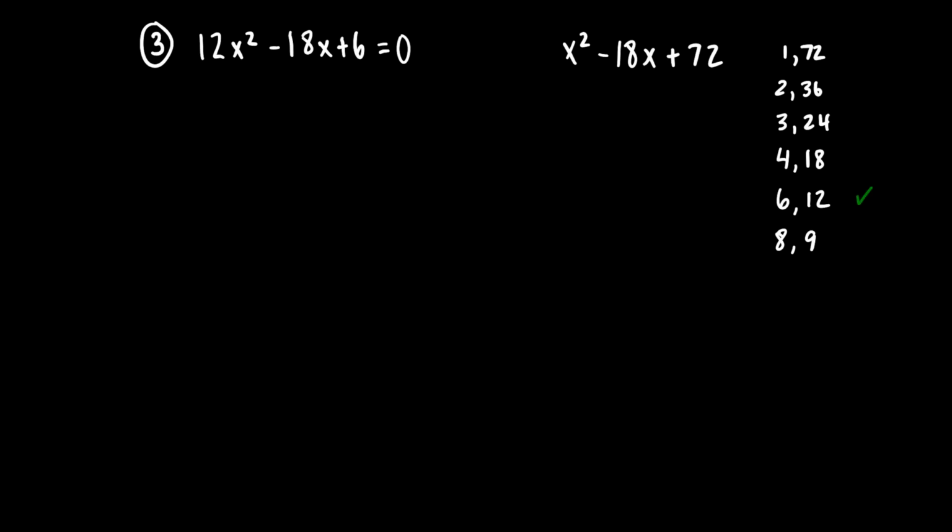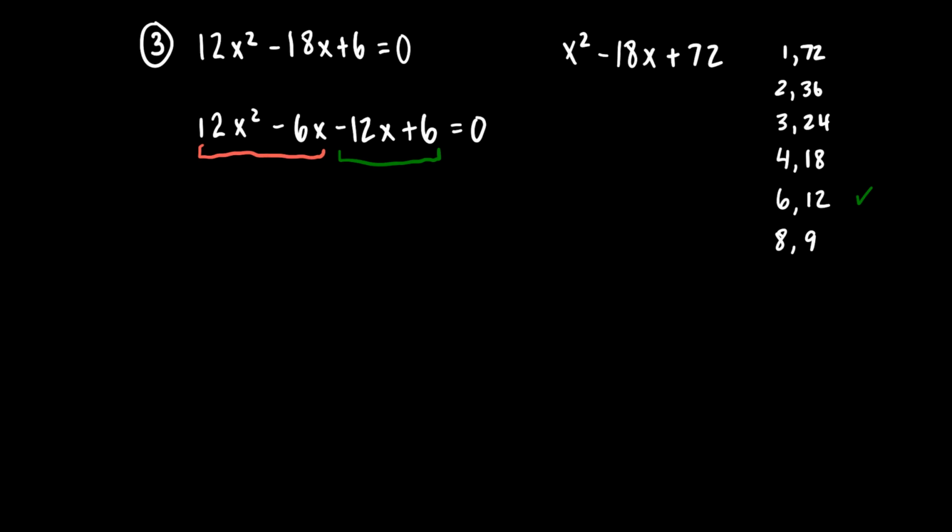So what we're going to do is break down this -18 into 6 and 12. So 12x squared minus 6x minus 12x plus 6. All we've done is break down the -18x into -6x and -12x, because that was our pair over here. All right, so let's group. We'll do the red here, and then the green here.